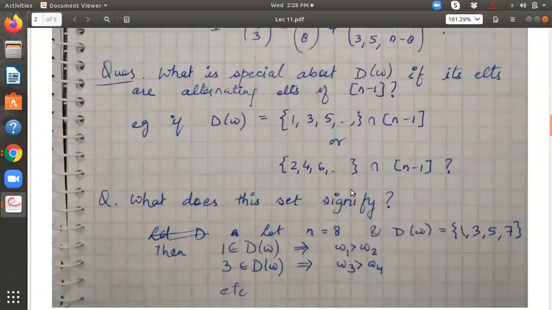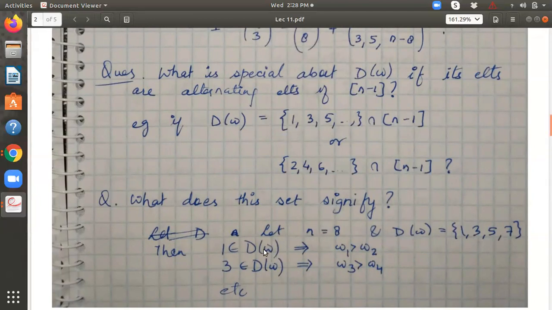Oh, so I've already written all this here. So if dw happens to be the set of all the odd integers from the first n minus 1 integers, or it happens to be the set of all the even integers from this set, then what does it really say? For instance, let's say you fix n to be 8 and dw to be of this type, then it's the set 1, 3, 5, 7.